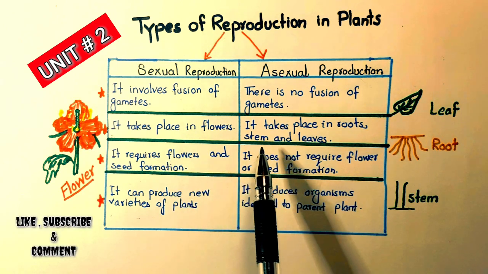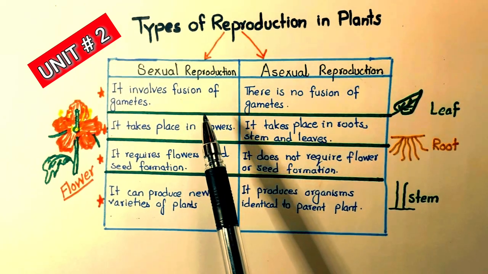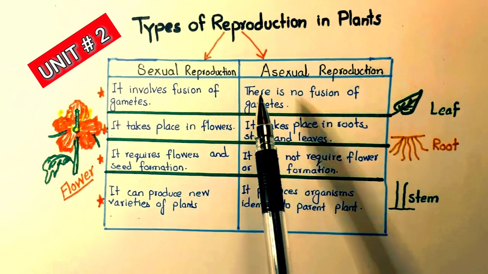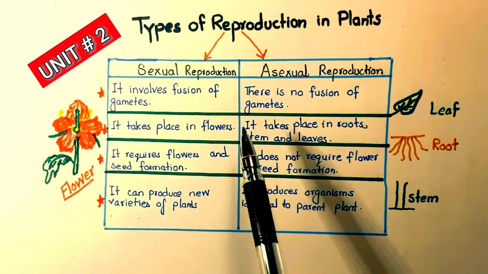So it was the comparison of sexual and asexual reproduction, and this is the t-chart. You know how to draw the t-chart. The comparison table is called a t-chart.